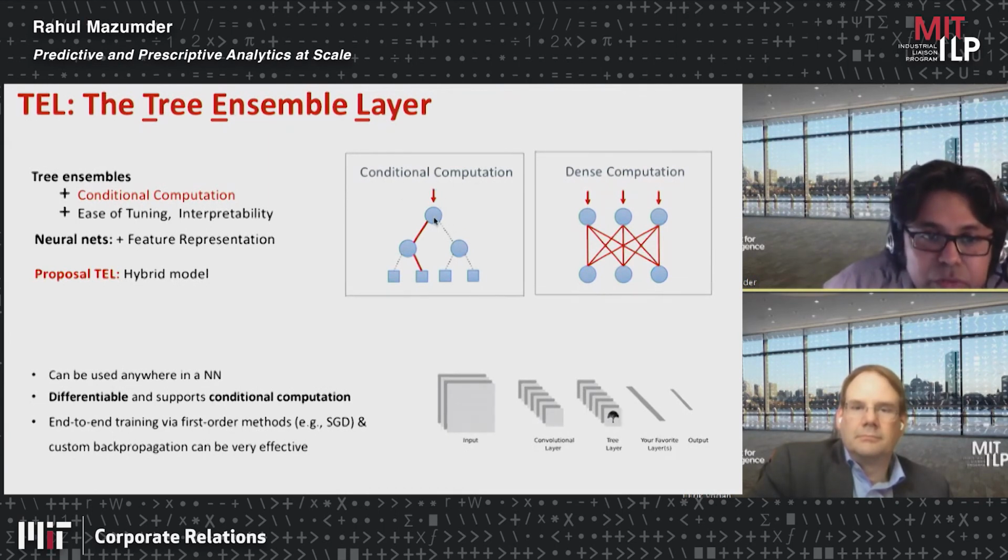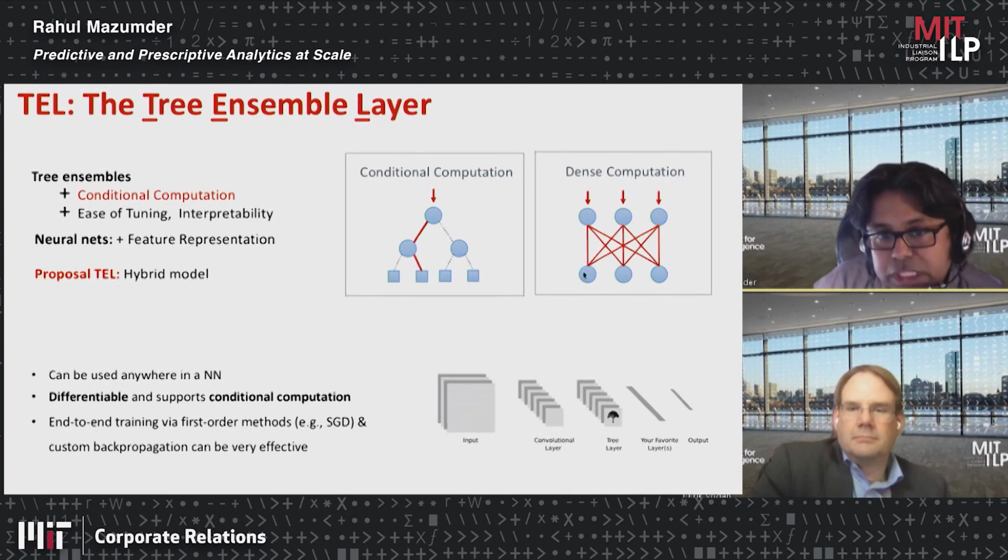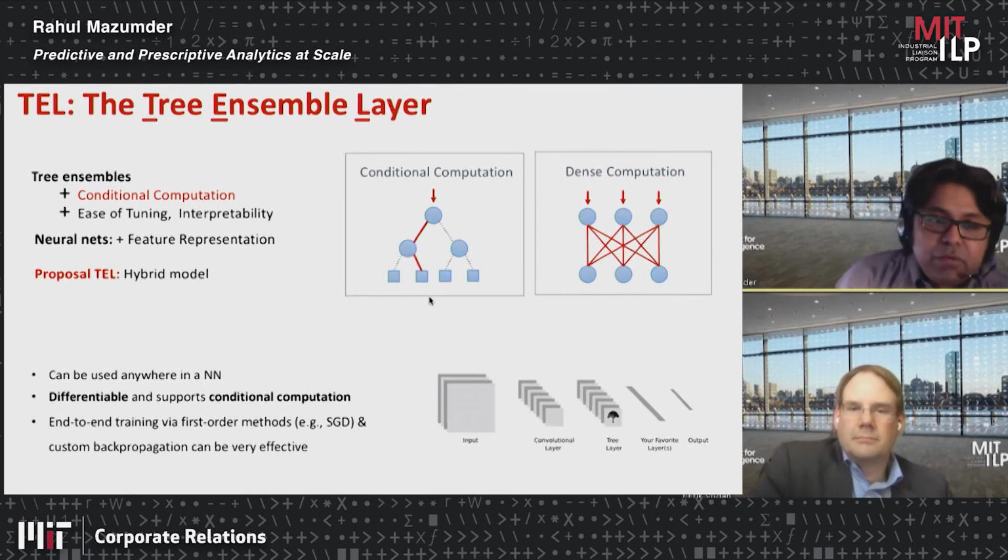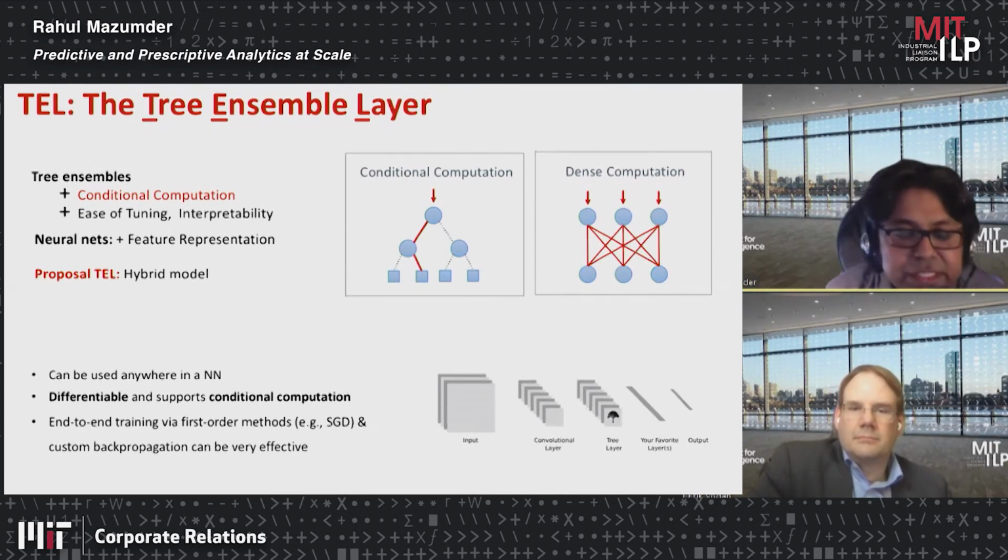And the other point, which is also extremely important, is the notion of conditional computing. That is, when a sample is routed through a network, it is touching a small subset of the nodes, as opposed to touching all the nodes as in a dense computation in neural networks. Because of this, you can design custom backpropagation methods which exploit sparsity extremely efficiently. We have seen in several of the examples that we have tried so far that TEL encourages much more sparse models, and it does so without sacrificing predictive accuracy.